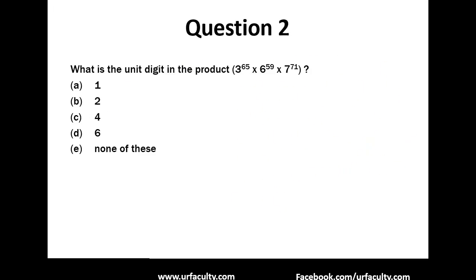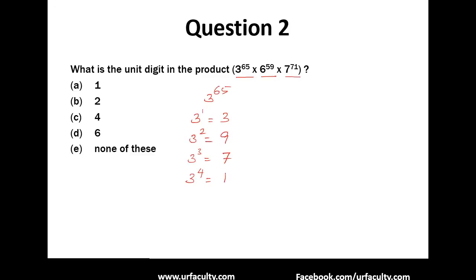Moving on. Find the unit digit in the product of 3 to the power of 65, 6 to the power of 59 and 7 to the power of 71. Let's try to address each one of them individually first. 3 to the power of 65. So let's look at the powers of 3. 3 to the power of 1 is equal to 3. 3 square is equal to 9. 3 cube is 9 3s are 27, so 7. 3 to the power of 4: 7 3s are 21, so 1.